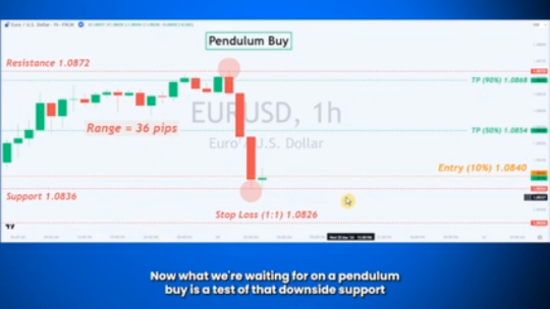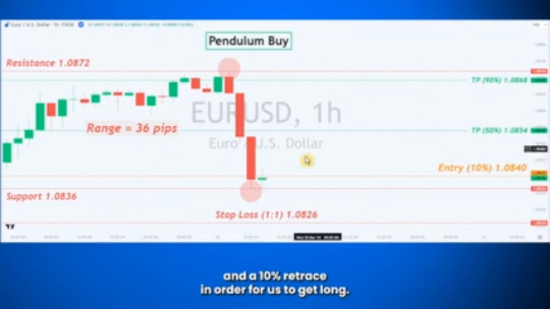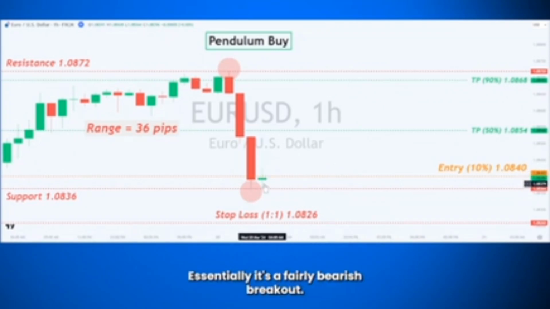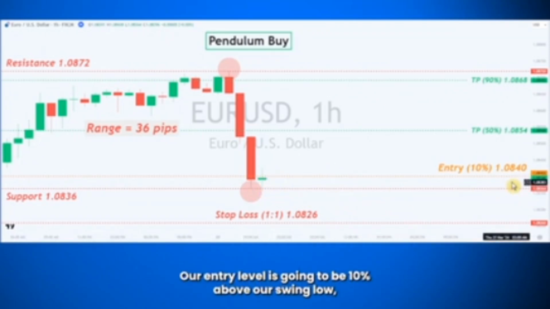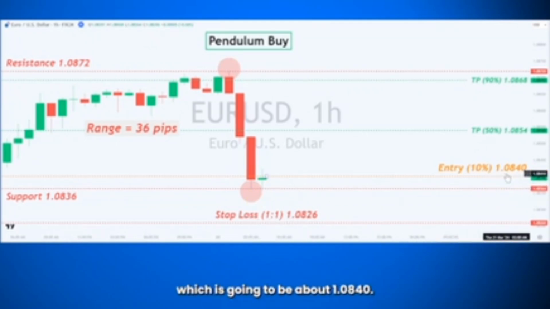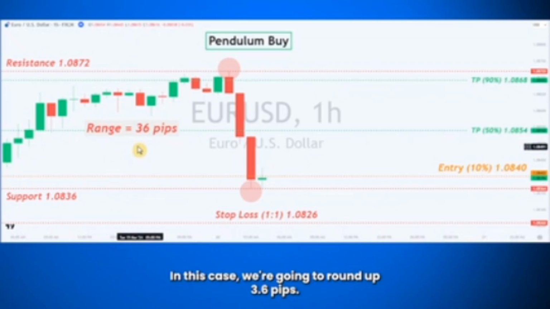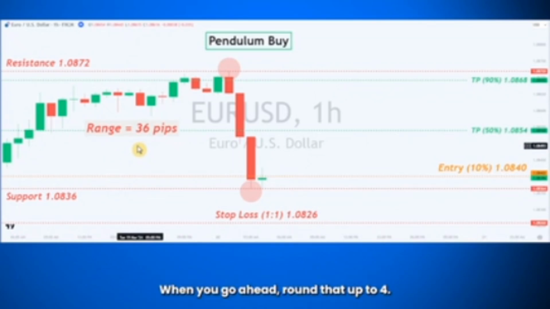Now, what we're waiting for on a pendulum buy is a test of that downside support and a 10% retrace in order for us to get long. Essentially, it's a failed bearish breakout. Well, you can see right here, we get our test. Our entry level is going to be 10% above our swing low, which is going to be about 108.40. In this case, we're going to round up 3.6 pips. 10% would be 3.6 of 36. We're going to go ahead and round that up to 4.